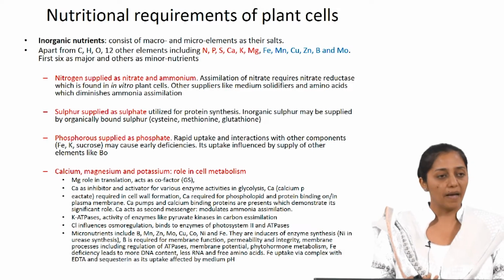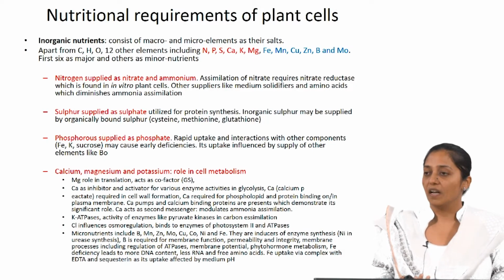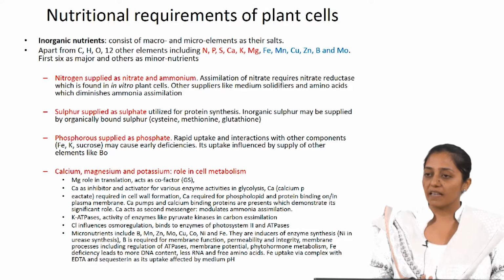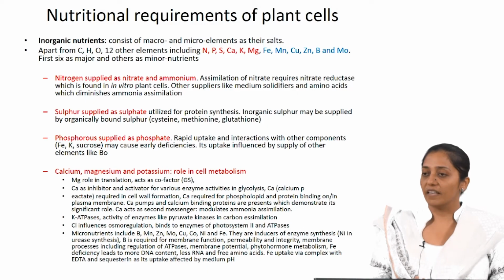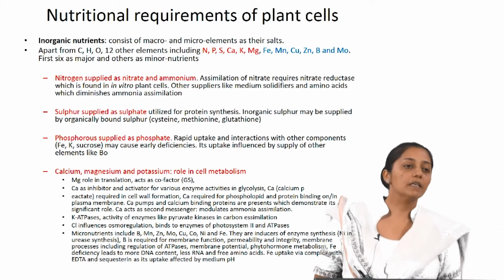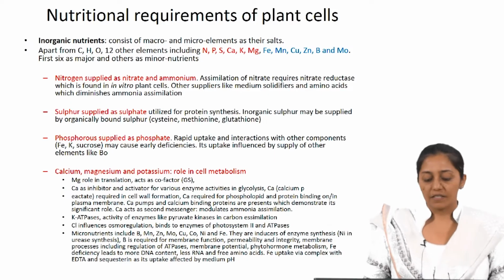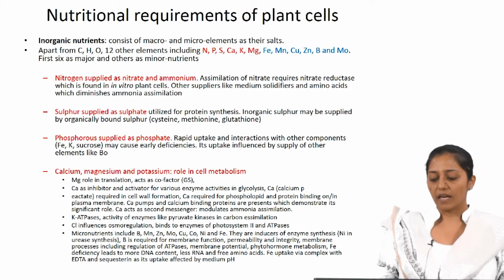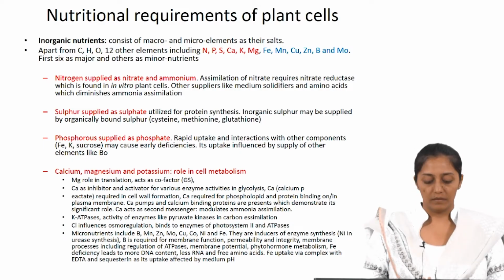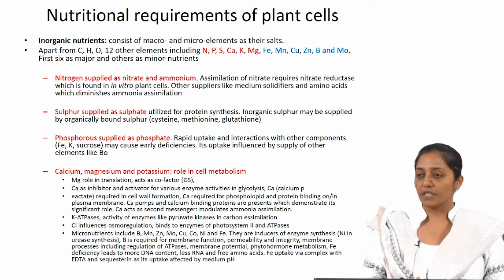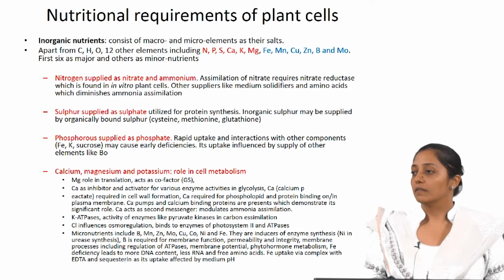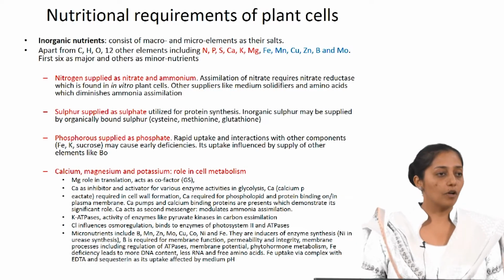Let us see, for example, magnesium plays a role in translation, it acts as a cofactor. Then calcium acts as an activator and inhibitor in various enzyme activities in glycolysis. Then it is required in cell wall formation as calcium pectate. So, calcium is an important nutrient. Then calcium pumps and calcium binding proteins which are present demonstrate that it has a significant role in the cell wall formation as well.